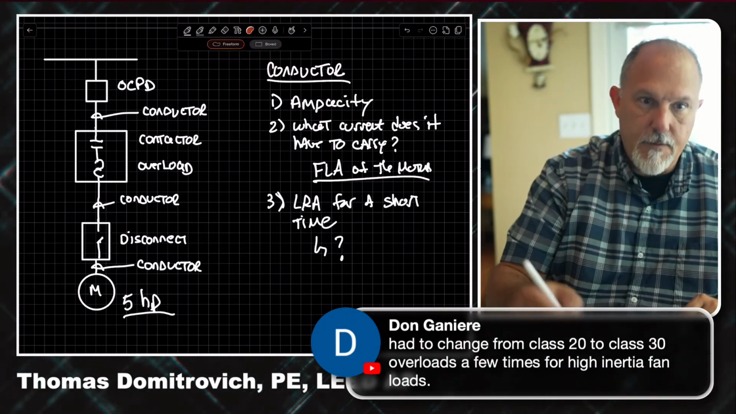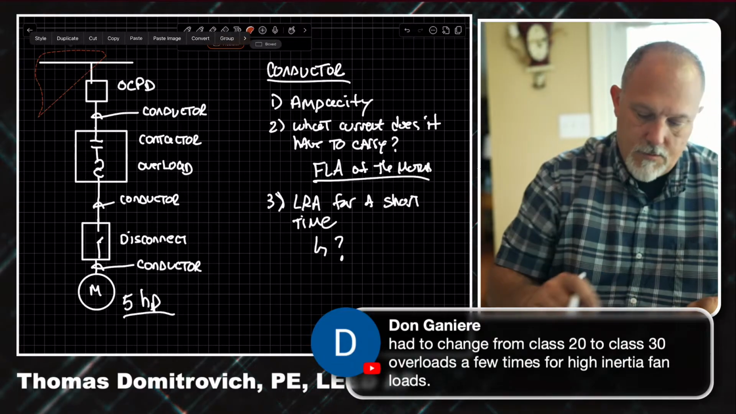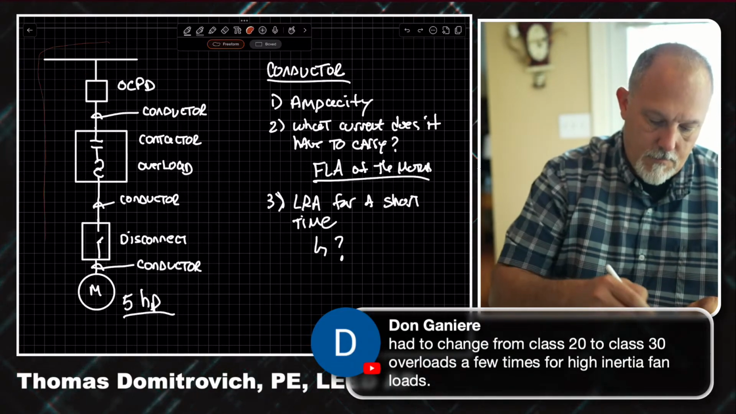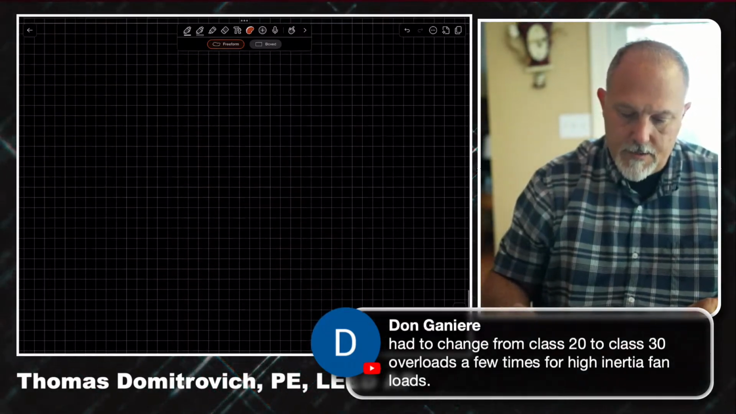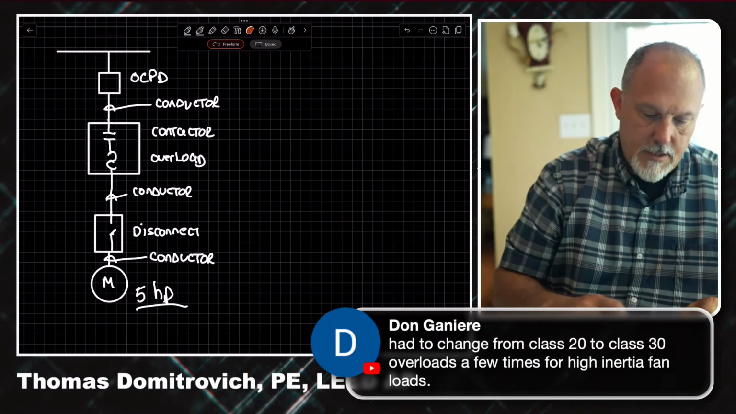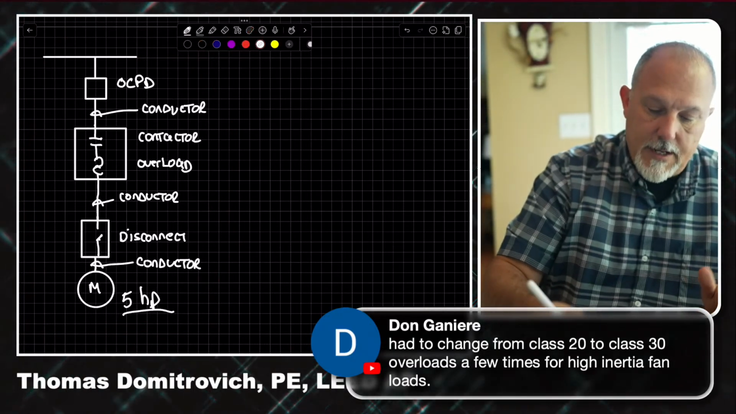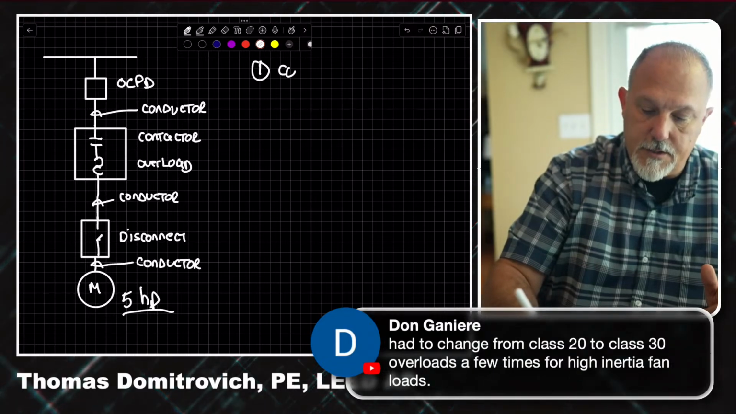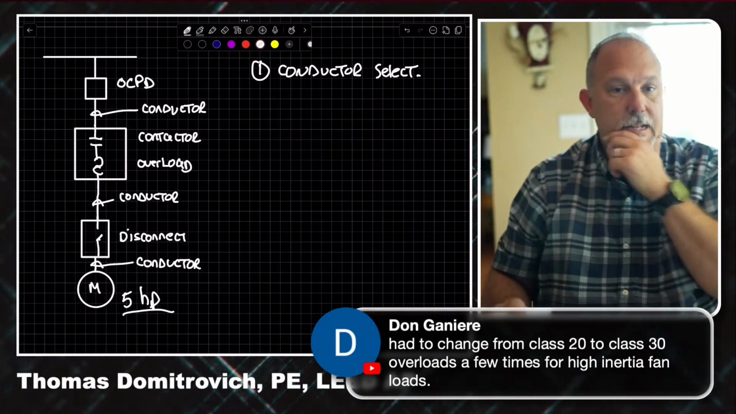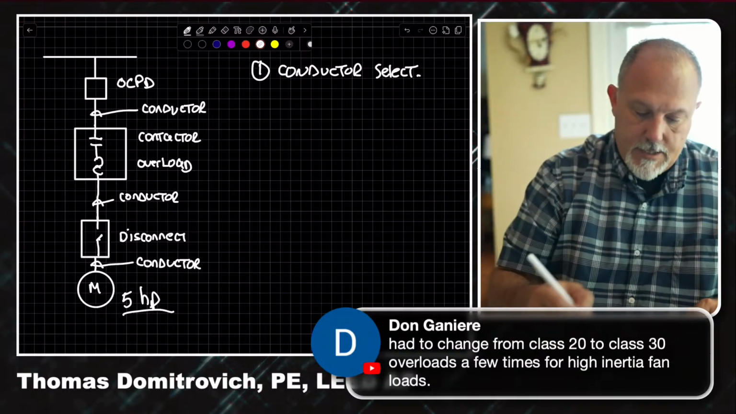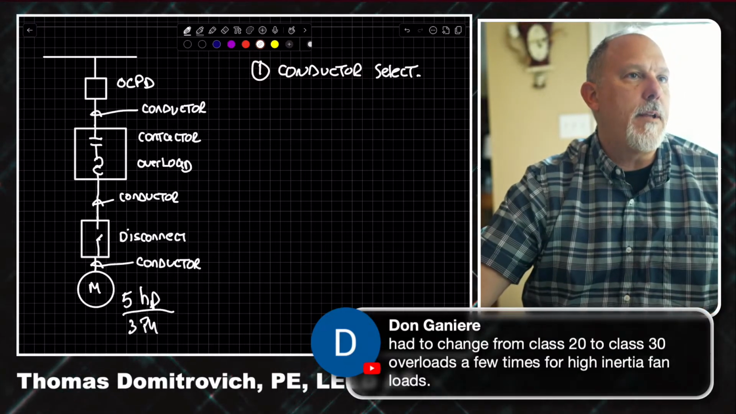Let's do this. 3-phase. Okay. Copy. I'm going to scroll down. We're going to do a paste. Let me ask you guys, would you start with the conductor first? Conductor selection. All right, so we've got a 3-phase, 5 horsepower. I wish I had a nameplate.